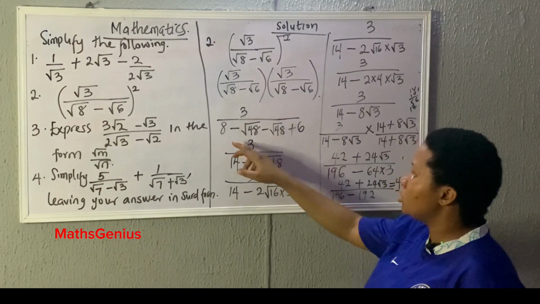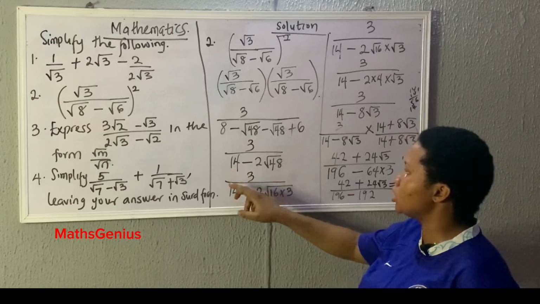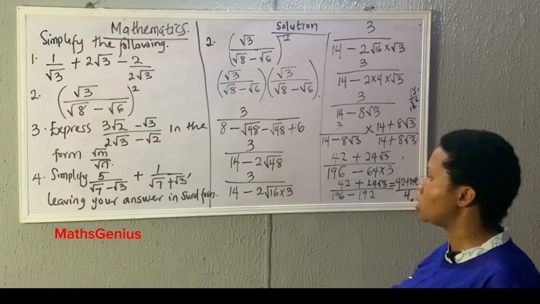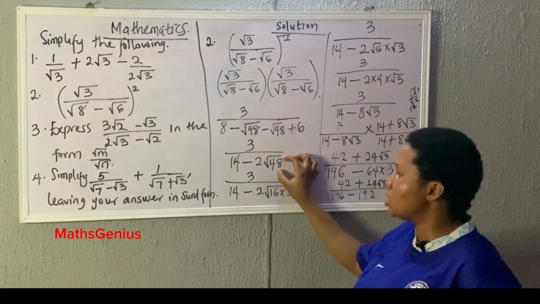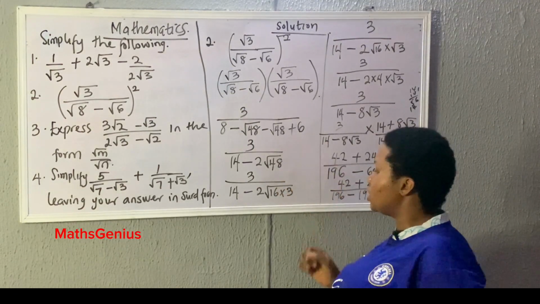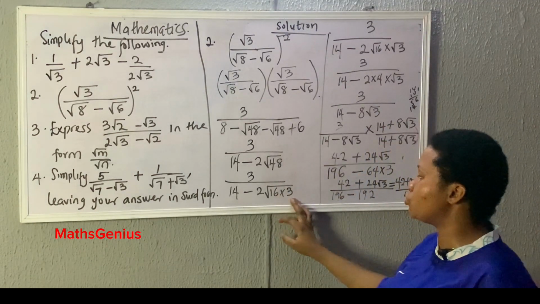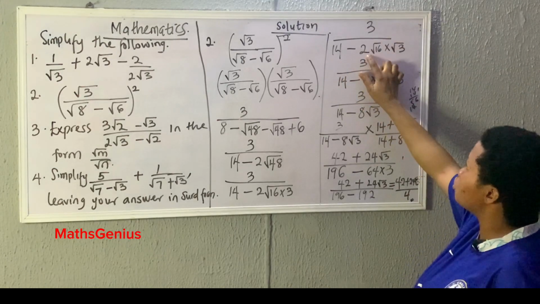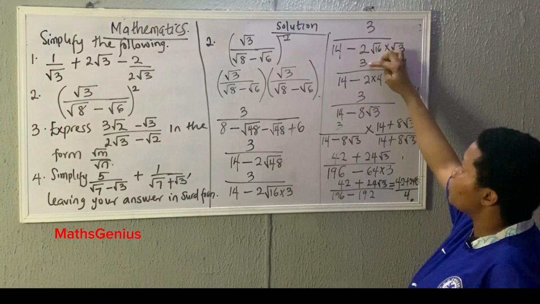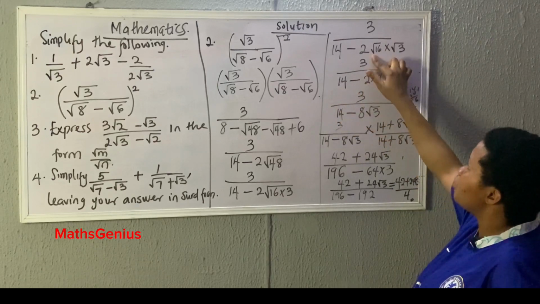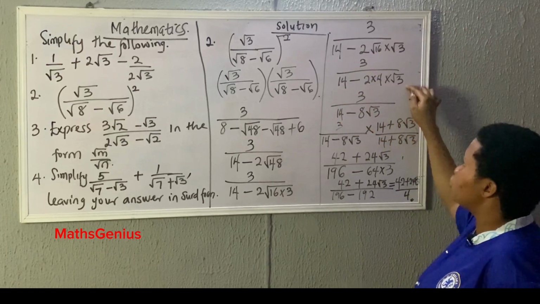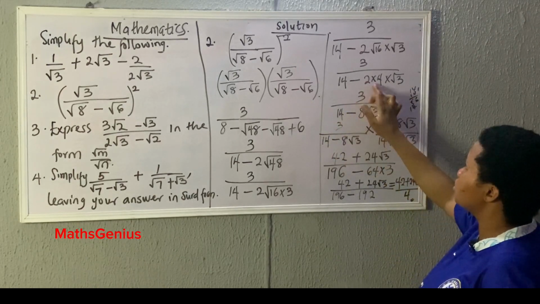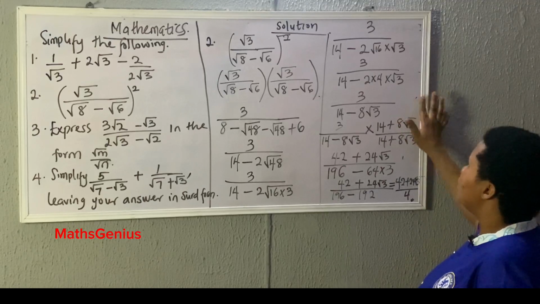So now we have 3 over 8 plus 6, which will give us 14, minus 48 minus 48, which will give us minus 2 root 48. So from there we simplify this 48 such that one of the numbers is a perfect square. So we have 16 times 3. From there we have 3 over 14 minus 2 root 16 times root 3. So we have 3 over 14 minus 2, root 16 will give us 4, times root 3. So we have 3 over 14 minus 2 times 4, which will give us 8 root 3.